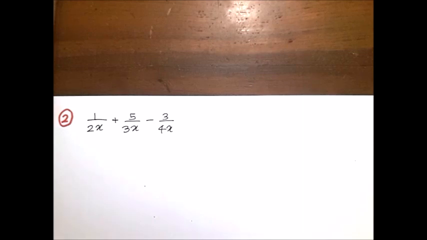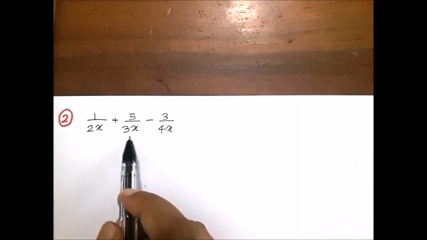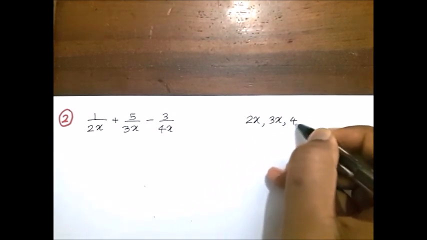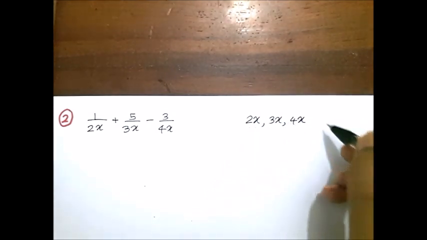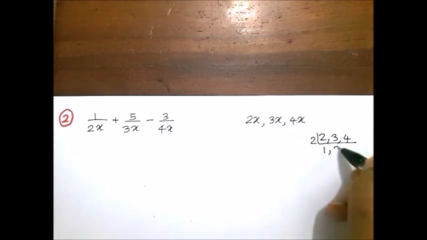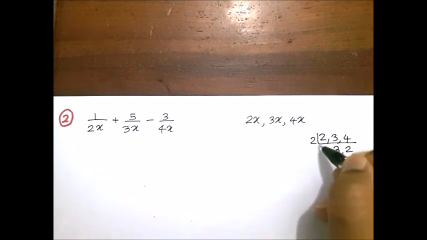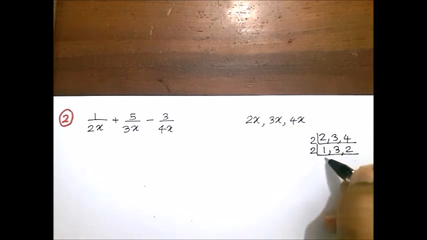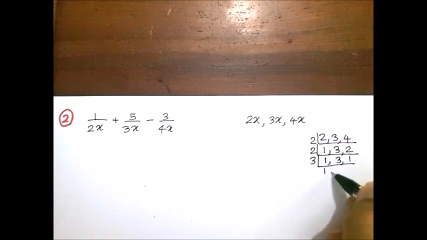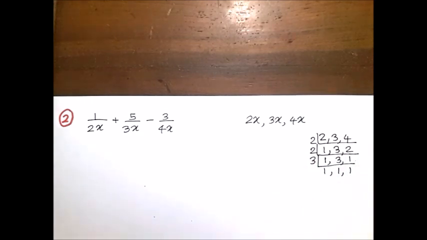Now look at the second example. Denominators are 2x, 3x and 4x. You have to take the LCM of these terms. First divide these numbers by prime numbers. Divide by 2: 1, 3, and 2, 2. Then 2: 1, 3 and 1. Again divide by 3: 1, 1, 1.